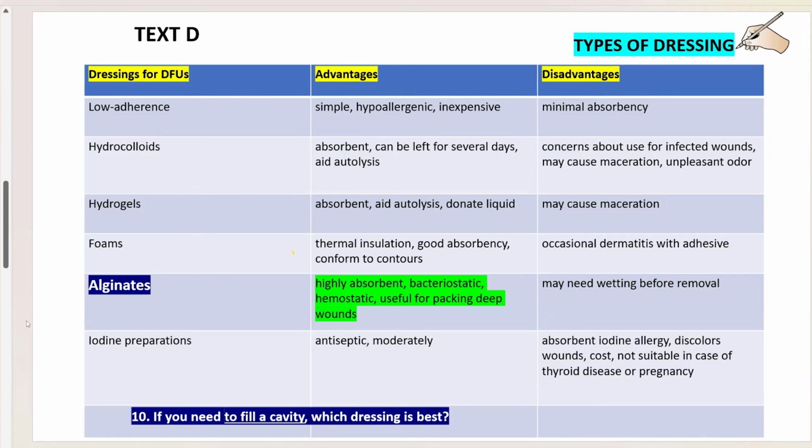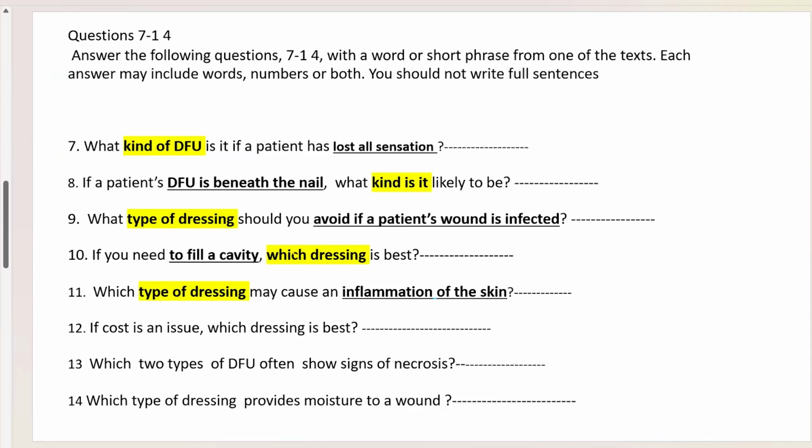Alginates. Yes. Now moving to the next question. Which type of dressing may cause an inflammation of the skin? So again, type of dressing, and it may cause inflammation of the skin. That means if you are using a particular type of dressing, it may cause inflammation of the skin. What is the medical term for inflammation of the skin?